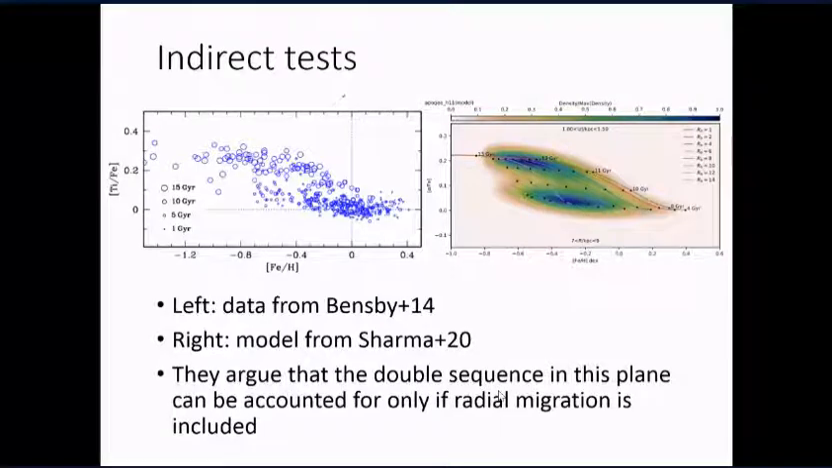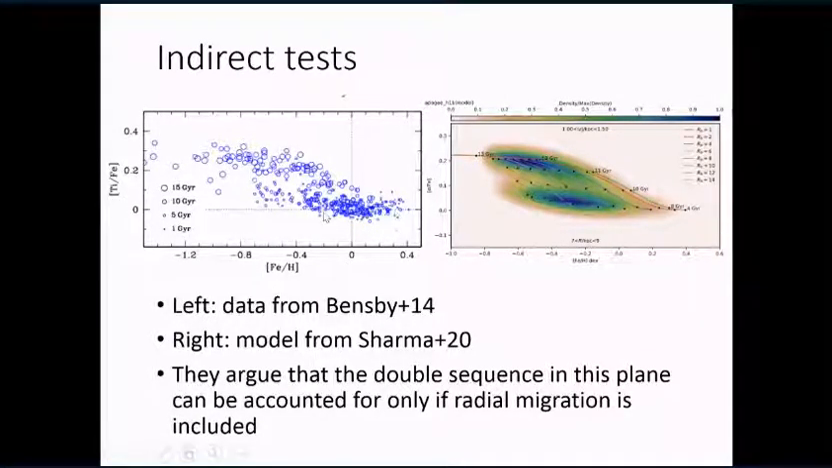That is still beyond us. We haven't yet managed to devise a test that would confirm that this is exactly what is going on. But there's a lot of circumstantial or indirect evidence, and I'll just show one piece here. This panel on the left is data from the group in Sweden, Bensby et al. And what they're measuring is titanium, which is an alpha abundance element, relative to iron, divided by iron to hydrogen.